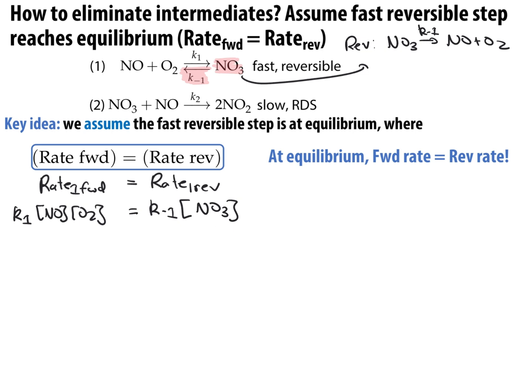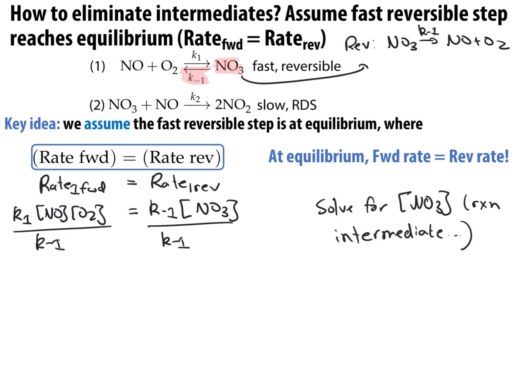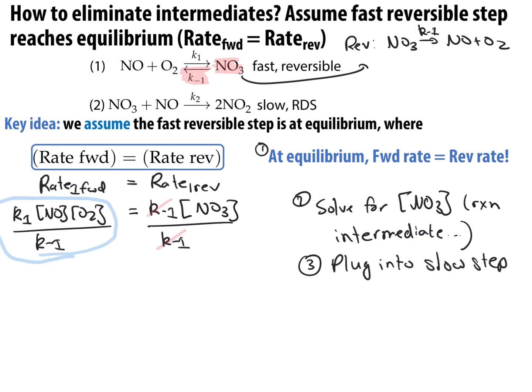Now we'll be able to solve for NO3. Remember, that was the problem, that we didn't know the concentration of NO3, but under this approximation, we can just solve for NO3, the intermediate. We do that by dividing both sides by K minus 1 to get NO3 by itself. Now we have this expression for NO3, and remember the slow step: the rate is equal to the rate of step 2, which was K2 times NO3 times NO. So now we can plug that back in. We know the concentration of NO3 is equal to all this stuff, so we plug that in.